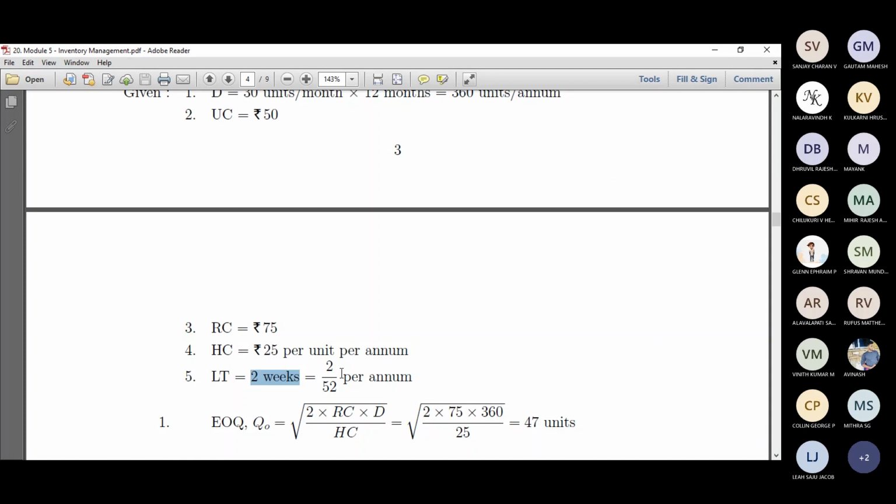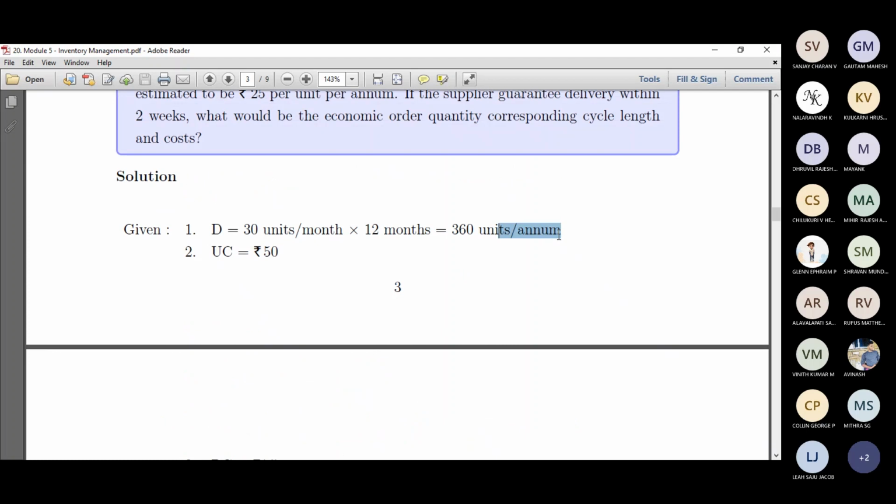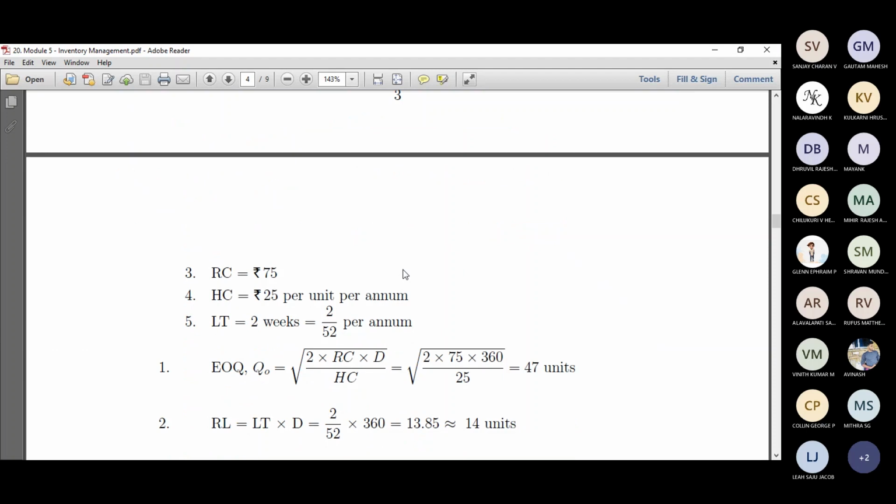So say two weeks is the time for the manufacturer or the person who sells the item to reach your location. So that's what it basically means, two weeks, right? As I told you in the previous class, you can keep all units in unison. For example, if you keep this in years, you keep all other things also in years, holding cost in years, and then these 2 weeks in terms of years is 2 by 52. So 52 weeks in a year, so it's 2 by 52, and that's per annum.